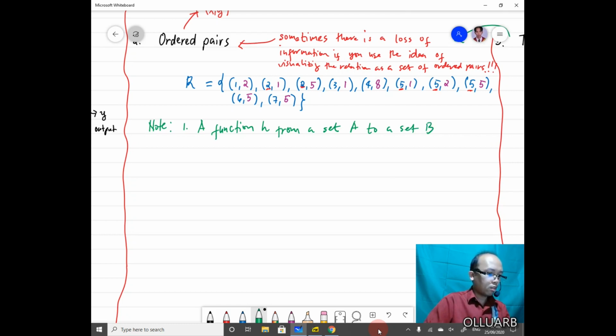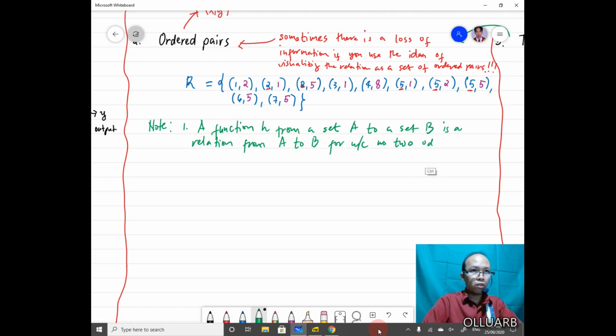is a relation from A to B for which no two ordered pairs have the same first components.